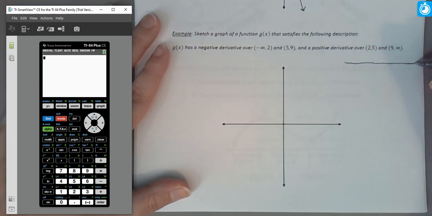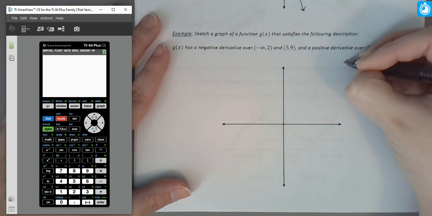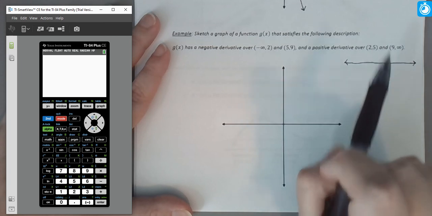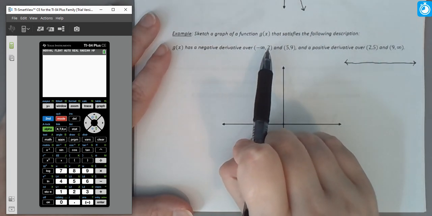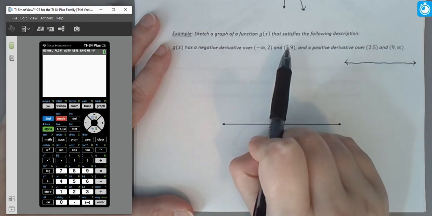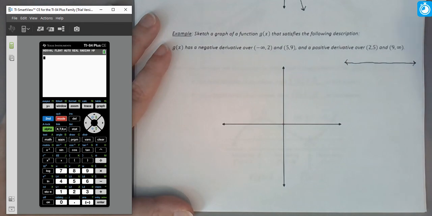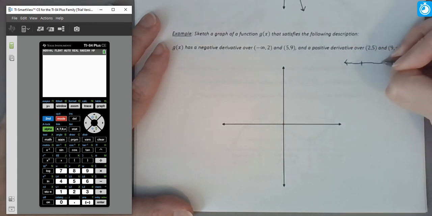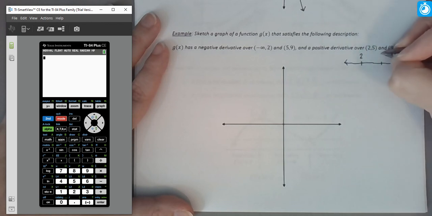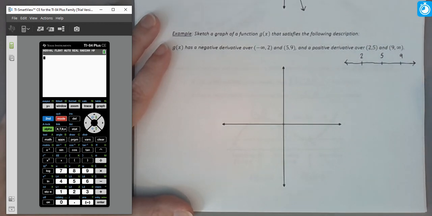I'm going to draw a sign chart just to sketch what we're thinking about before we put it on the graph. So where are the key locations where things change? Well, at x equals 2, we transition from one behavior to another. At x equals 5, and then also at x equals 9. So those are going to be the key locations on this graph where things change. So x equals 2, x equals 5, and x equals 9.